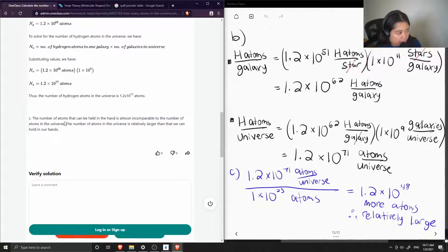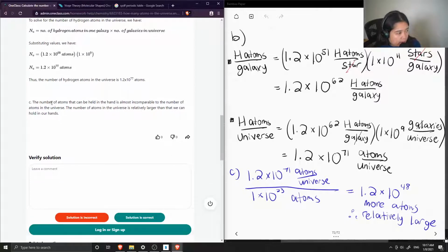C, the number of atoms that can be held in the hand, is almost incomparable to the number of atoms in the universe. Number of atoms in the universe is relatively larger than that we can hold in our hands. So that is correct. So I'll say most of the steps in the solution are correct.